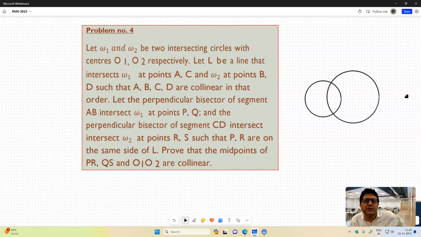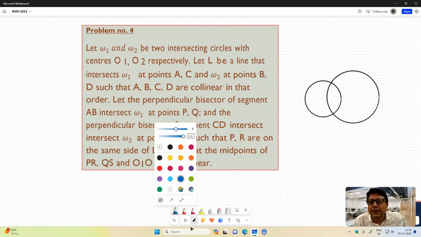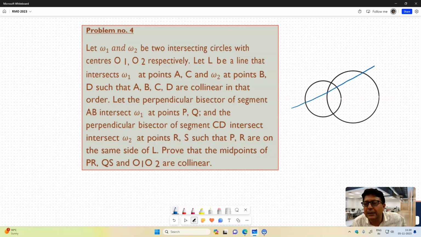These are two circles, centers O1, O2. A will be a line that intersects. This is omega 1, this is omega 2, the second circle. This is the line. It is intersecting the first circle at point A and the second circle at C. Then it intersects omega 1 and omega 2 again at B and D.